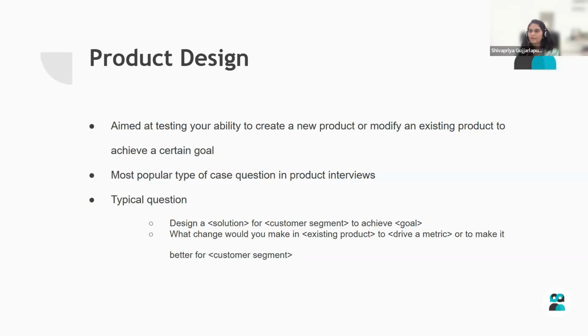This type of questions are aimed at testing your ability to create a new product or modify an existing product. It could be like improve something, or it could be like design a solution for a customer to achieve a particular aim or a goal, as I think the typical question template can show. And for improvement, it will be like improve a particular product to drive a metric and make it better for the customer. So this is how it'll look like.